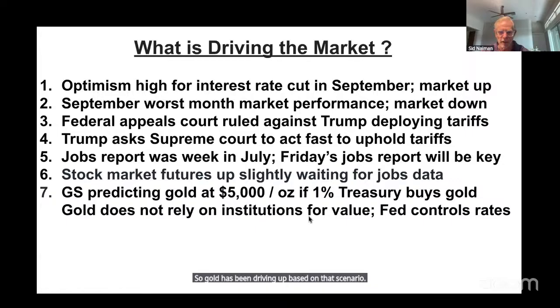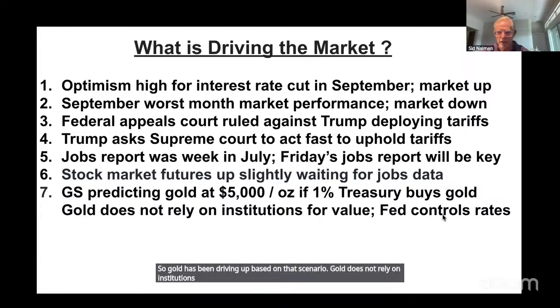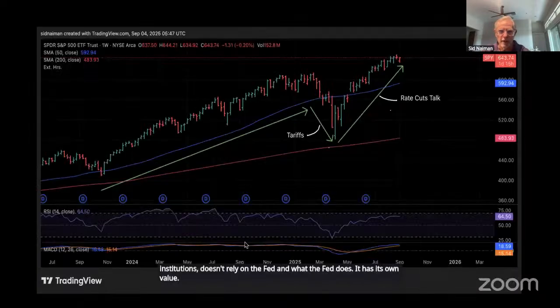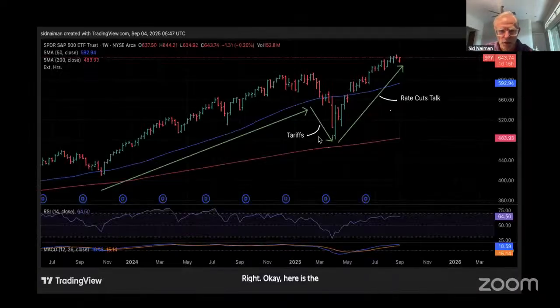Gold does not rely on institutions, doesn't rely on the Fed and what the Fed does. It has its own value, right?